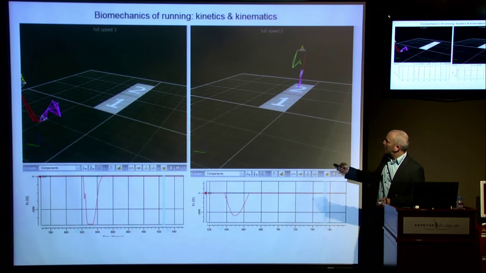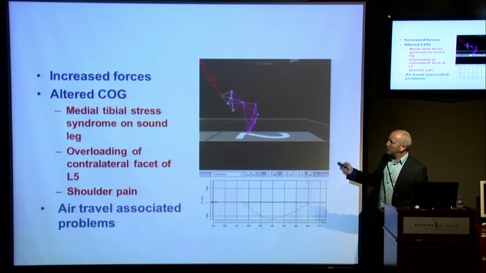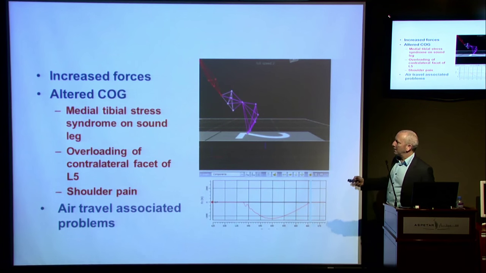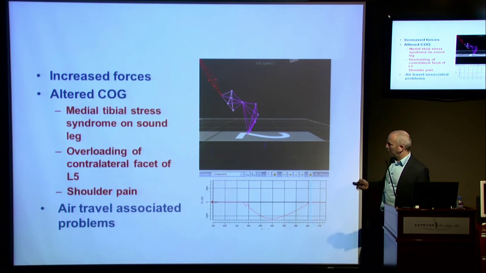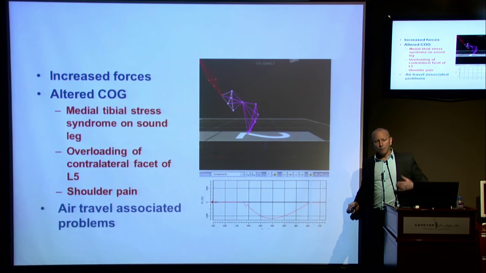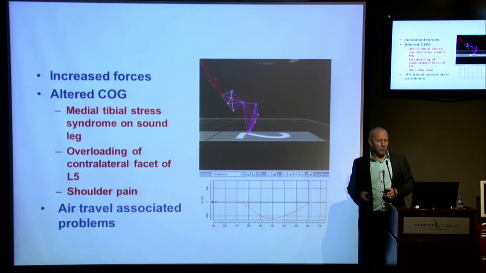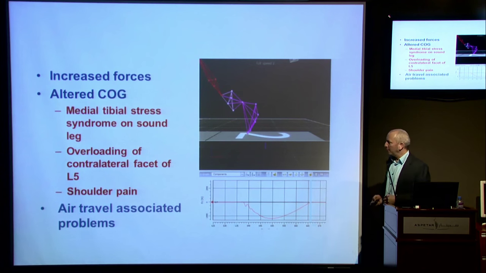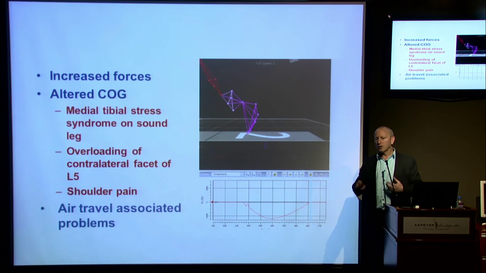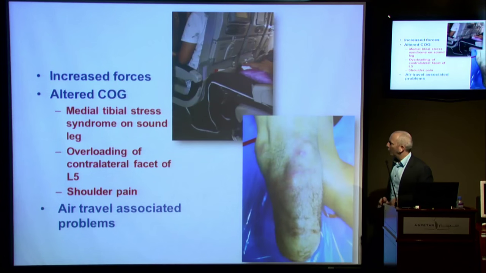So you could get a single below knee amputee having these problems due to the altered center of gravity on the sound side. In this particular individual, had a medial tibial stress syndrome on the sound leg, overloading of the contralateral facet of L5, and even working through our slings, he had a shoulder problem on the contralateral side as well. So one has to bear all of these things in mind, and perhaps we start to understand why we start getting so many acute chronic injuries in the population who are limb deficient.